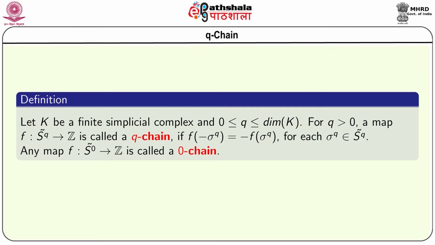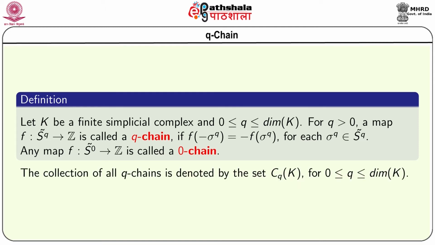Now, we define what we call a q chain. Suppose K is a finite simplicial complex and q is an integer between 0 and the dimension of K. For any q strictly greater than 0, a map f from Sq tilde to Z is called a q chain if f of minus sigma q is equal to minus f of sigma q for each sigma q belonging to Sq tilde. Any map f from S0 tilde to Z is called a 0 chain.